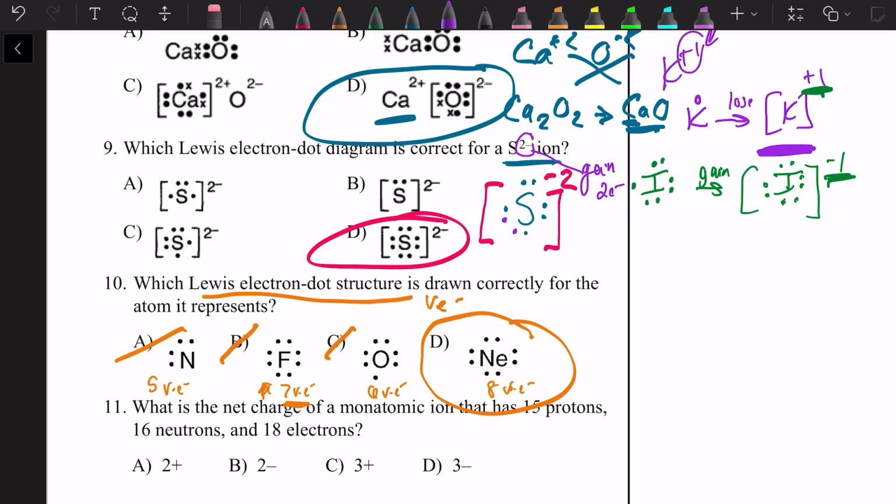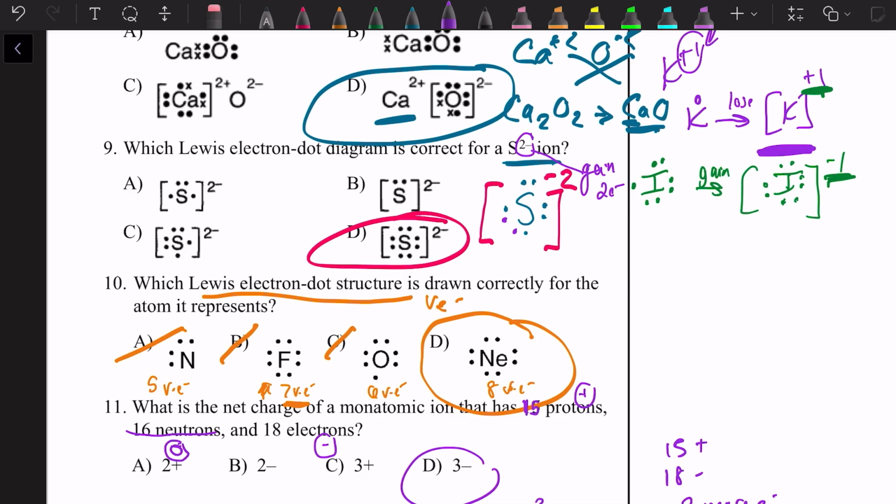Moving on along, number 11, what is the net charge of the monoatomic ion that has 15 protons and 16 neutrons and 18 electrons? Remember, protons are positive, neutrons are neutral, and electrons are negative. So we don't care about the neutrons. If we have 15 positive things, which are protons, and 18 negative things, which are electrons, you have 3 more electrons, which means you're going to have a -3 charge.